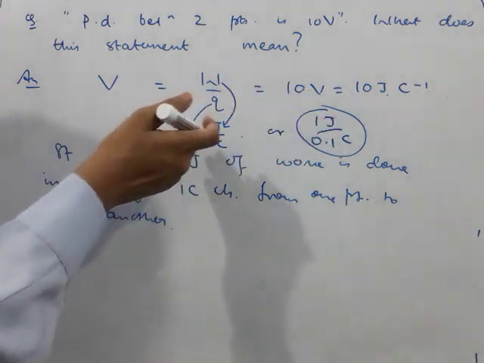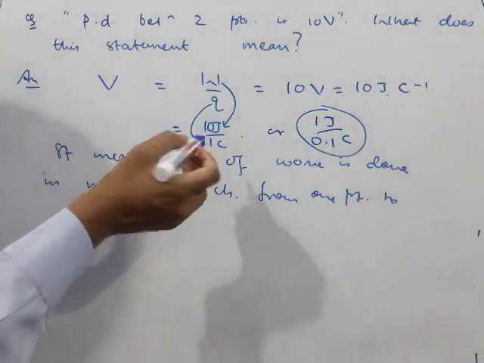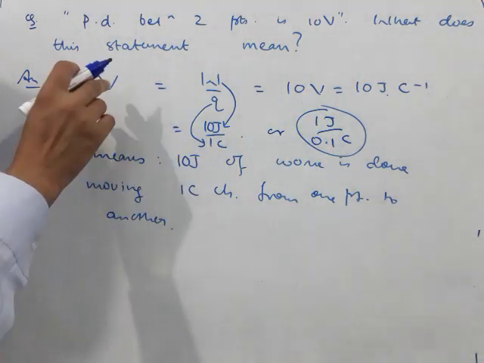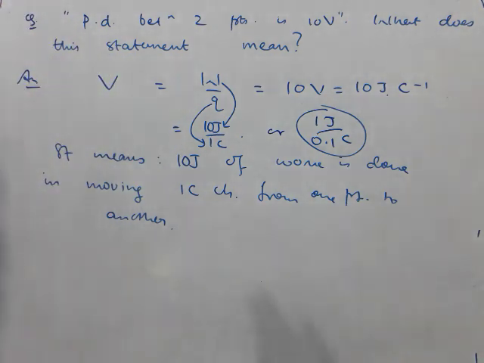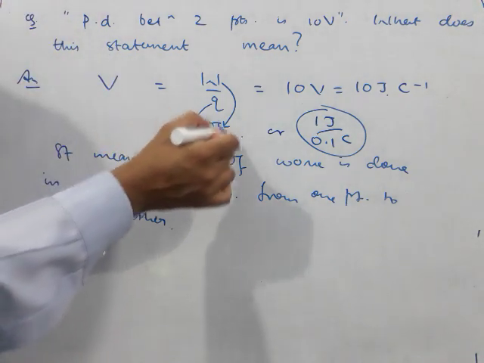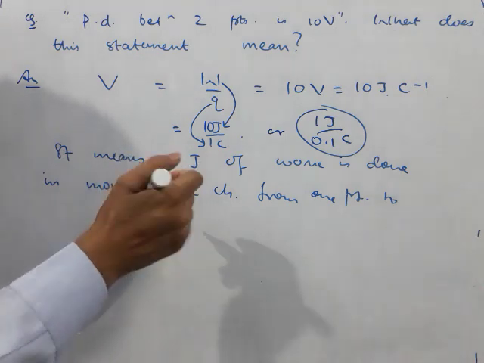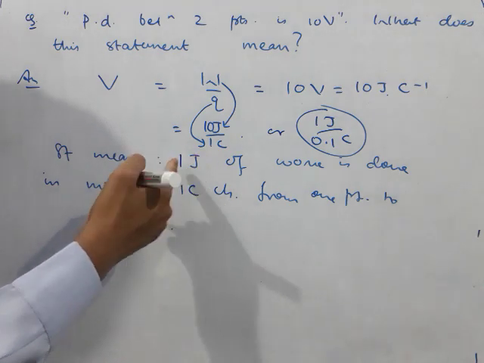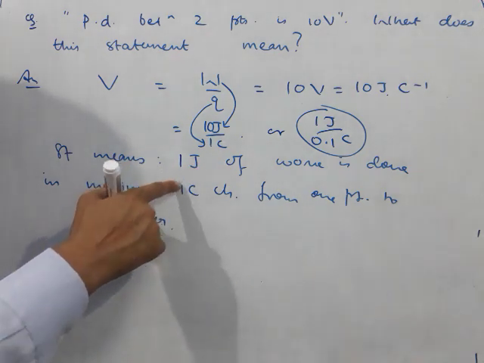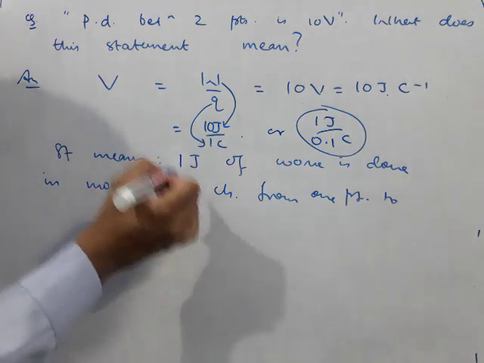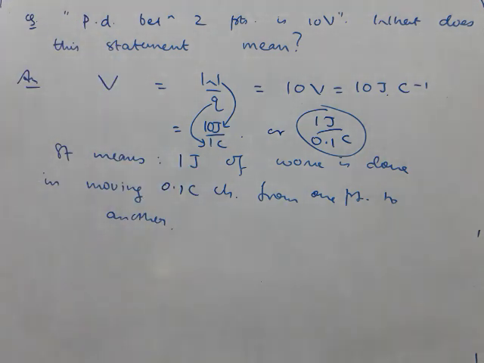So it's a matter of your choice what you wish to write, but generally it's a standard definition, because in the definition for potential difference we are bringing 1 coulomb of charge. It's better to give this definition, but no harm. I will happily receive this answer if somebody writes 1 joule of work is done in moving 0.1 coulomb charge from one point to another. So this is the meaning of potential difference.